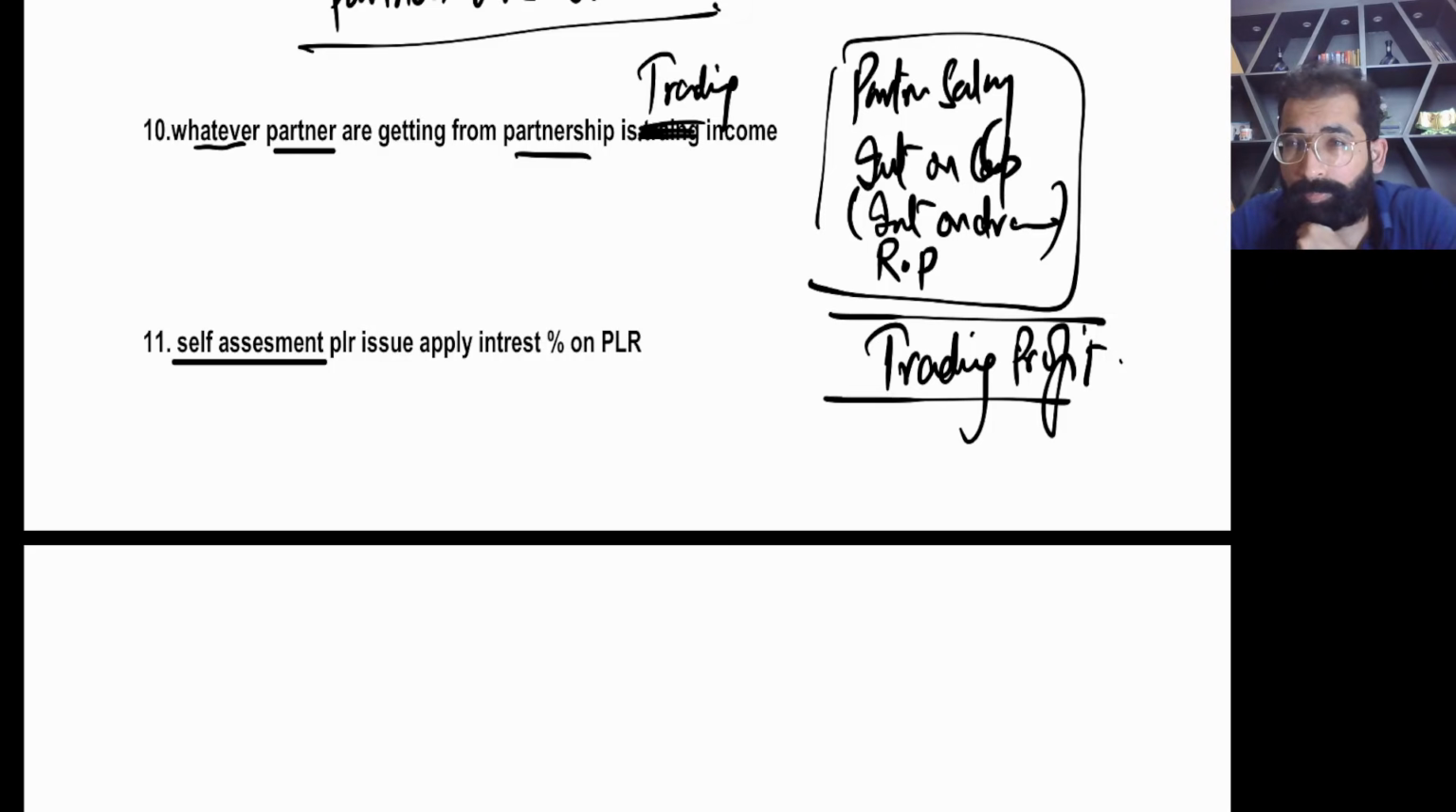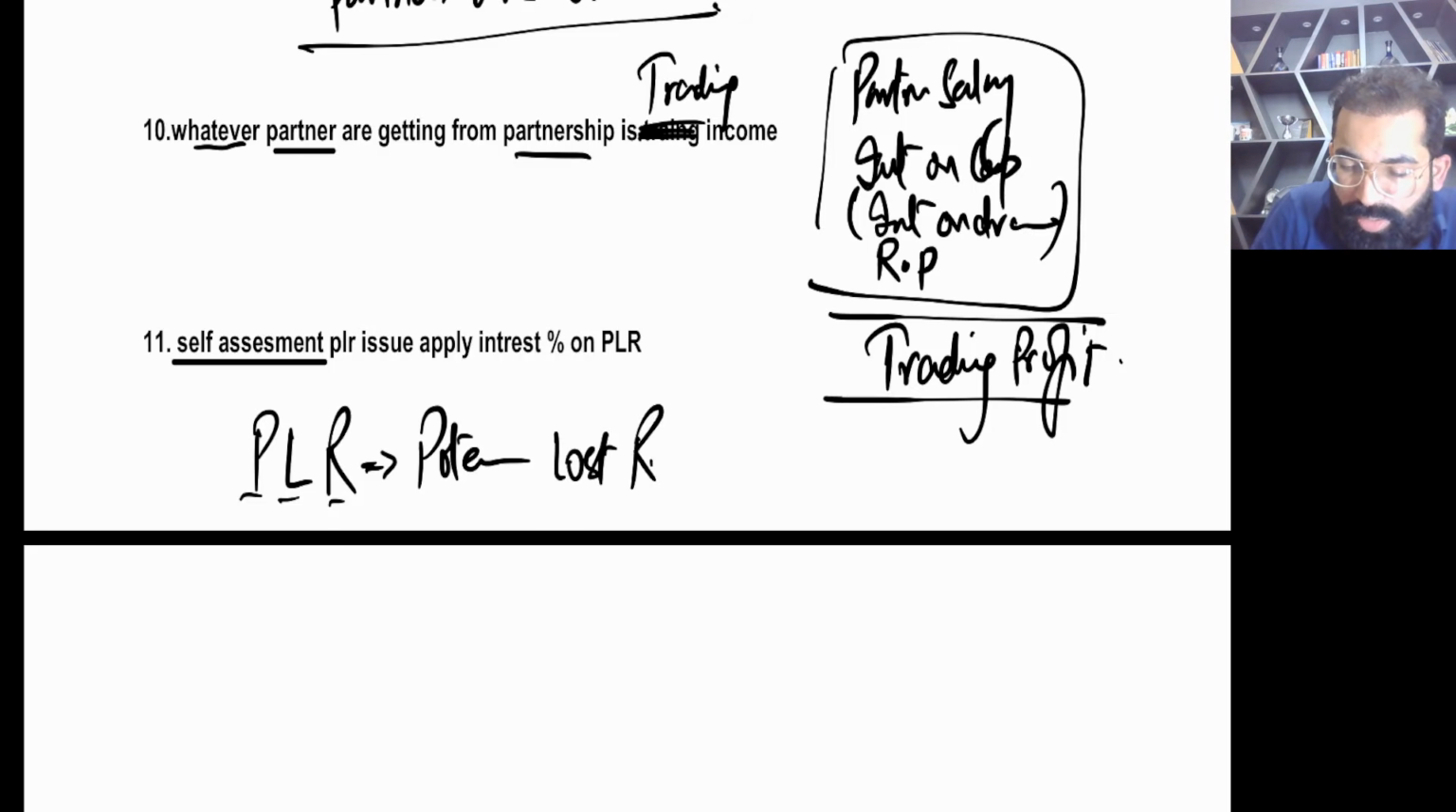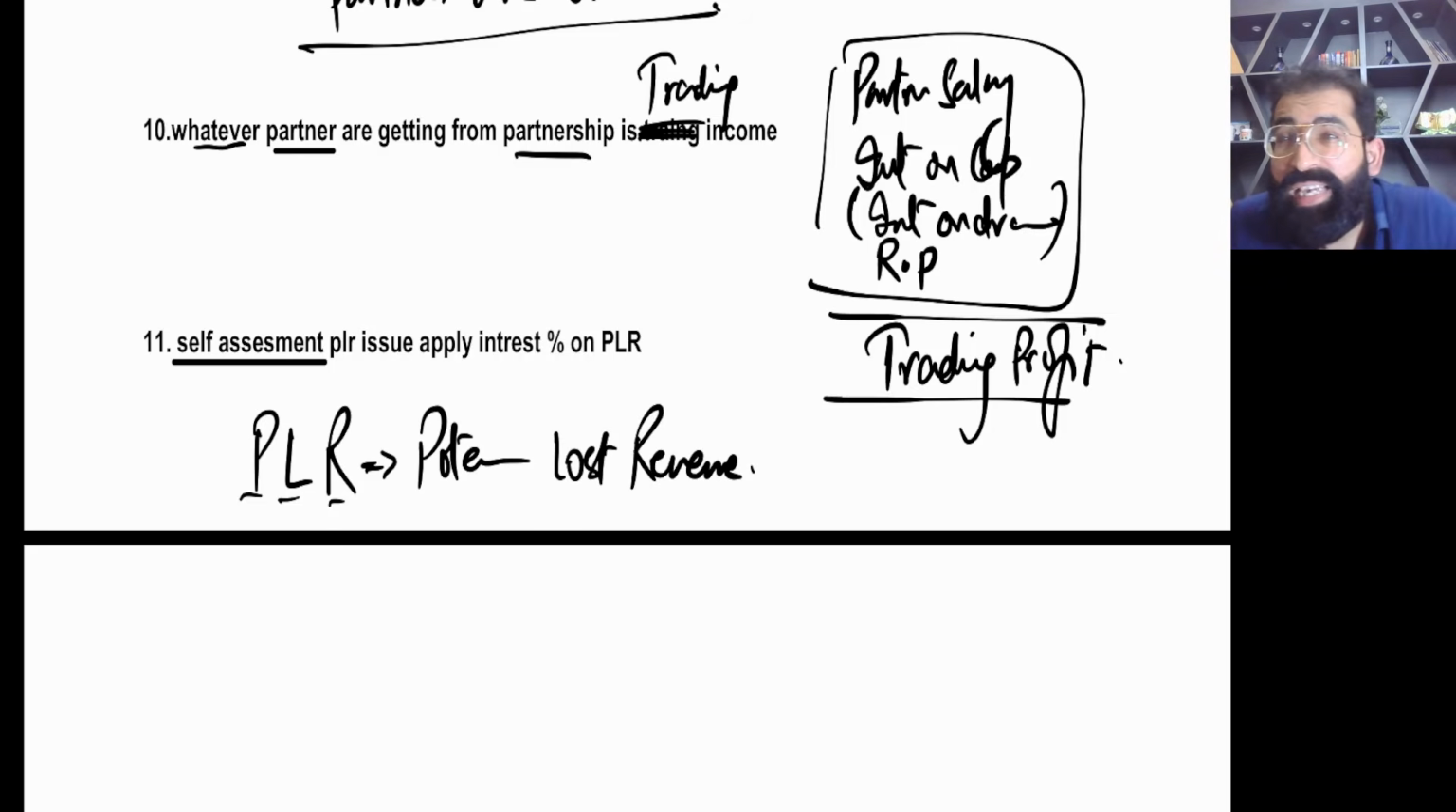So before calculating penalties, these are my famous dialogues. I always say, first calculate how much tax you have stolen, and that is called PLR, potential lost revenue. This means how much tax you have eaten up, how much tax you stole from government, and then on that tax amount you need to apply the percentage.